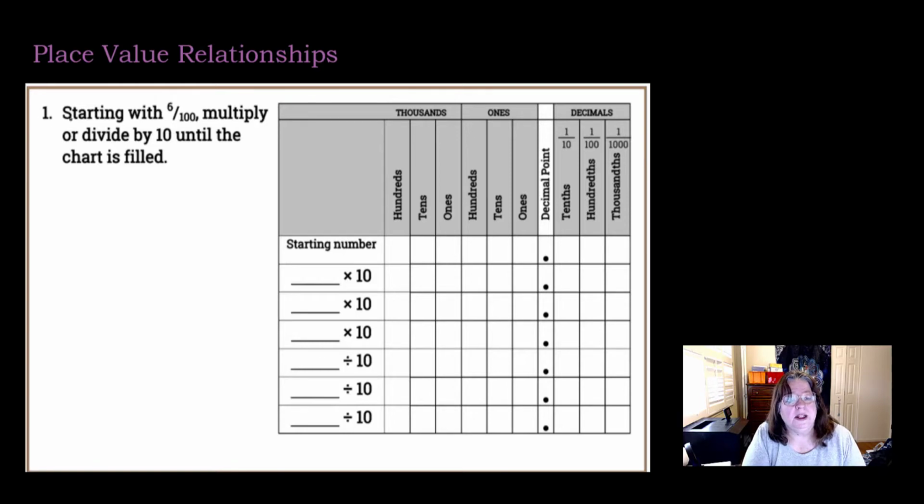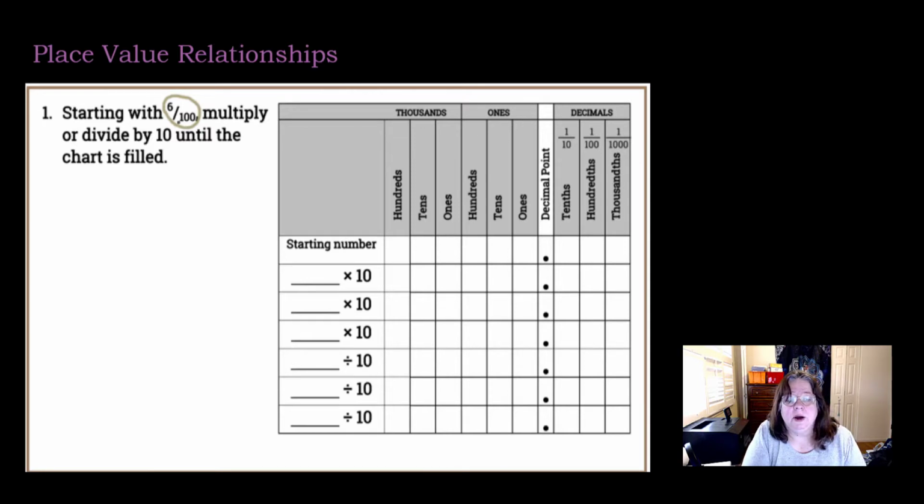Our problem says, starting with 6/100ths, multiply or divide by 10 until the chart is filled. So the first thing we're going to look at is 6/100ths. I'm going to change that color. Okay, how would we write 6/100ths as a decimal number? Well, we've got a chart here, so let's use it.